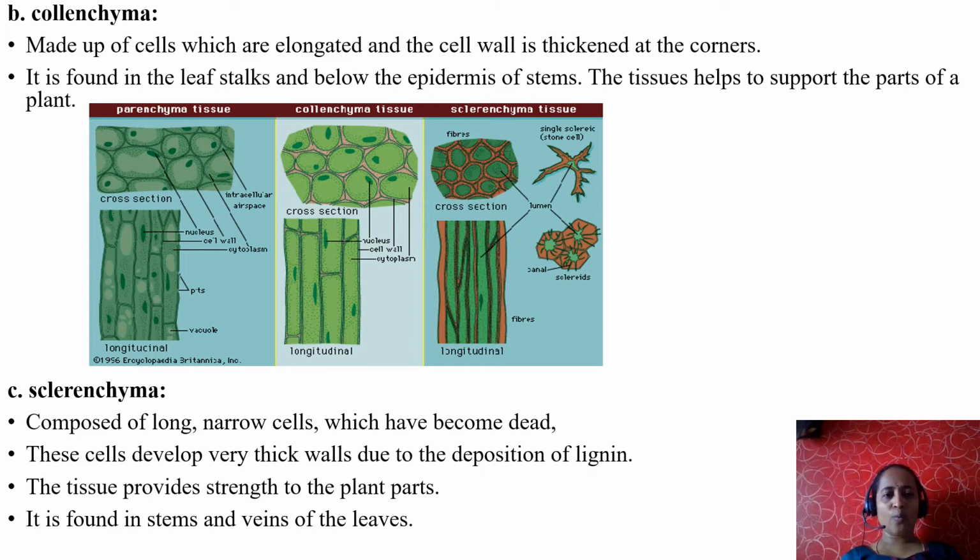These cells develop very thick walls due to the deposition of lignin. The cell wall is very thick. Why? Because the cell wall is made up of lignin. It is one of the complex sugars. The tissue provides strength to the plant parts.